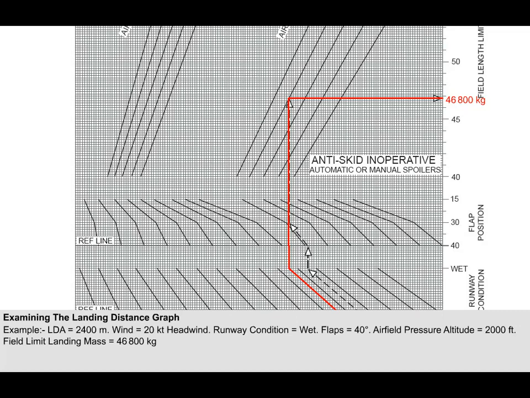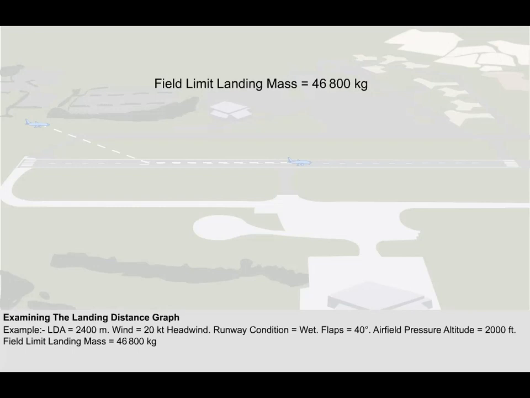Most Class A performance graphs, such as this one, already have all the necessary regulations and wet factors applied. Therefore, in this case, since it is an example graph for a Boeing 737, the landing mass of 46,800 kilograms ensures that the aeroplane will be able to achieve a full-stop landing within 60% of the landing distance available. Exceeding this mass will mean that the aeroplane cannot meet the landing distance requirements.